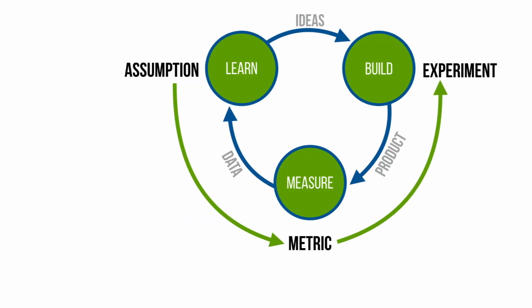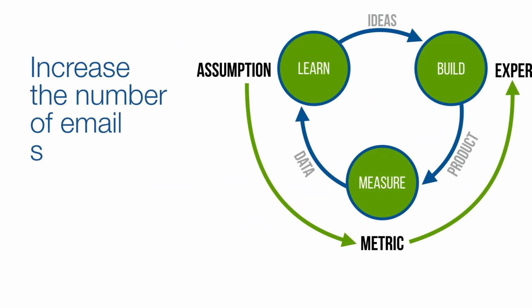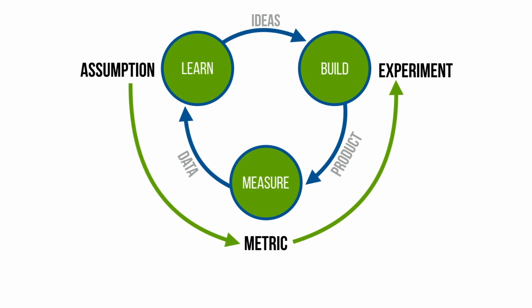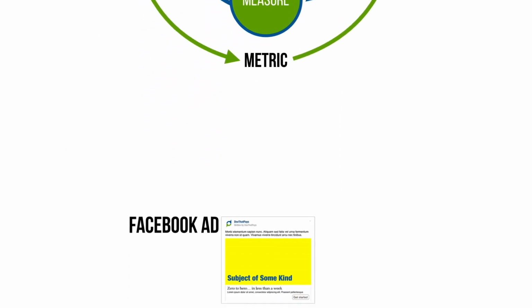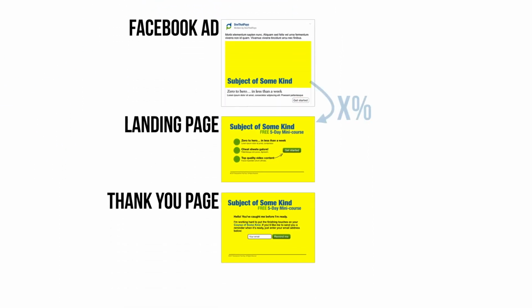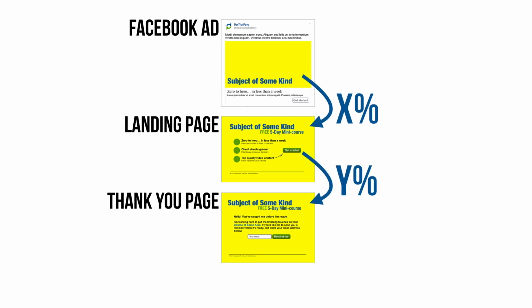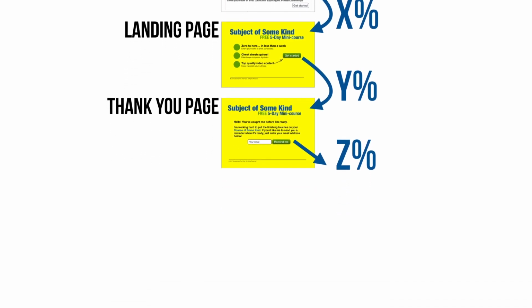Assumption, the course will result in an increase in the number of email subscribers. Metric, the system will generate a range of numbers. The percentage of people that saw the advert and clicked through, the percentage of people that made it to the landing page and clicked the button, and the percentage of people that made it to the thank you page and entered an email address. As was the case with Buffer, it's not a perfect experiment.